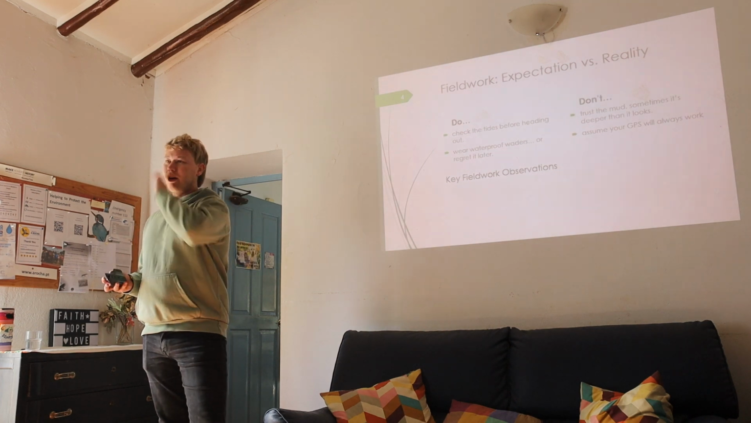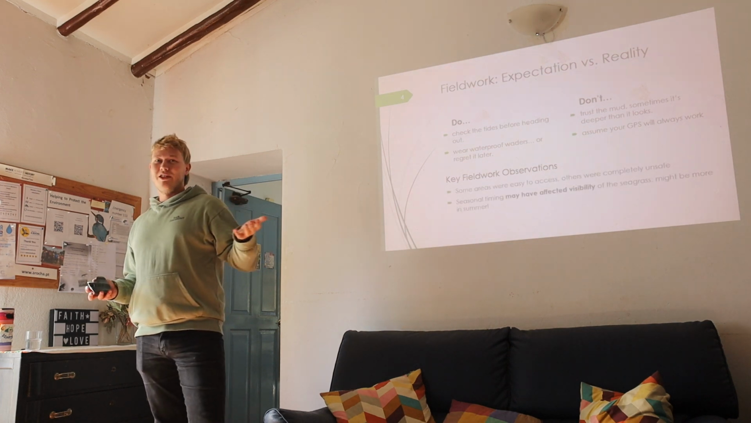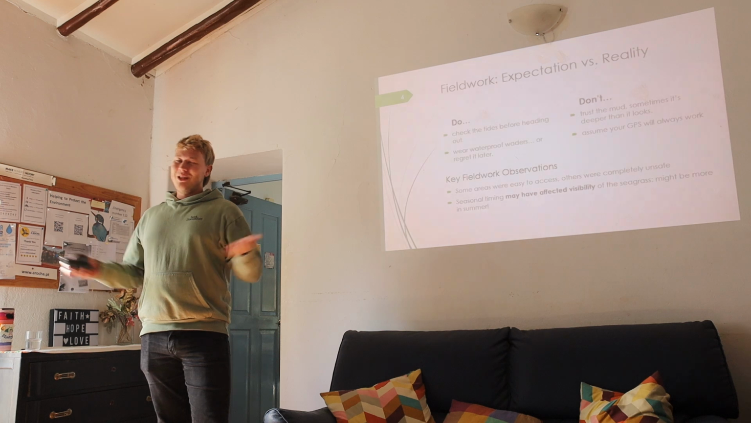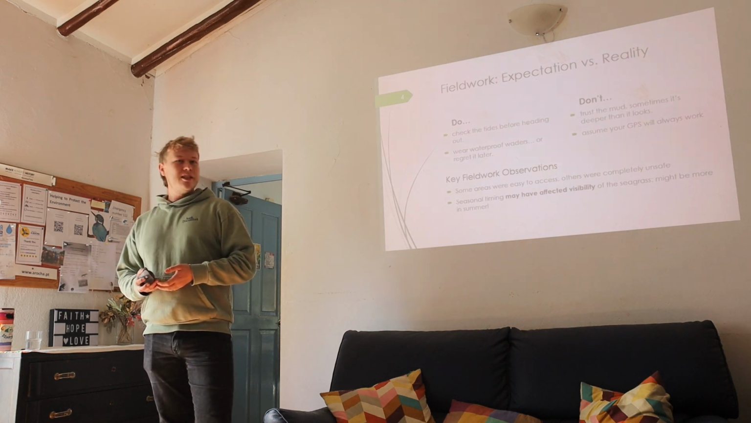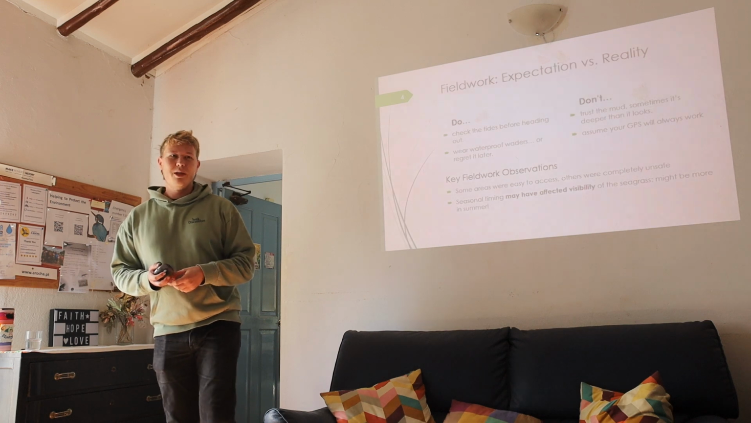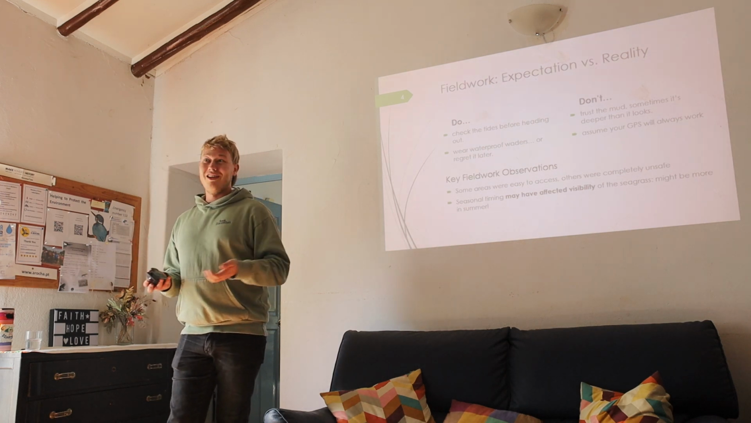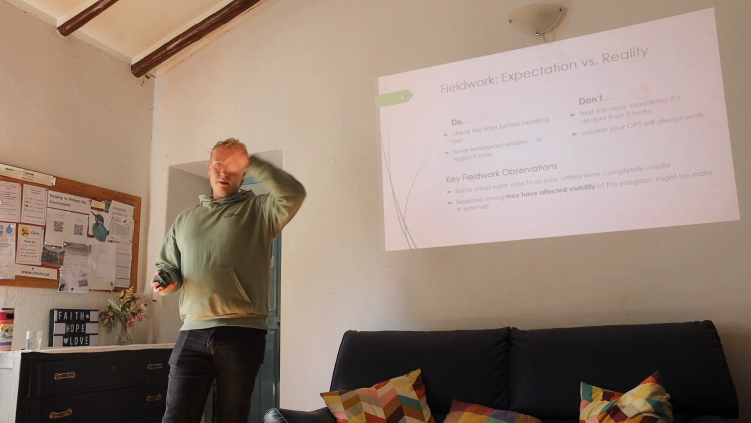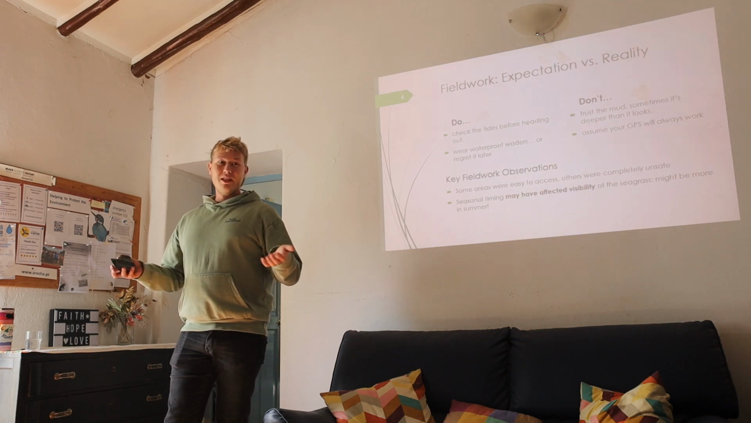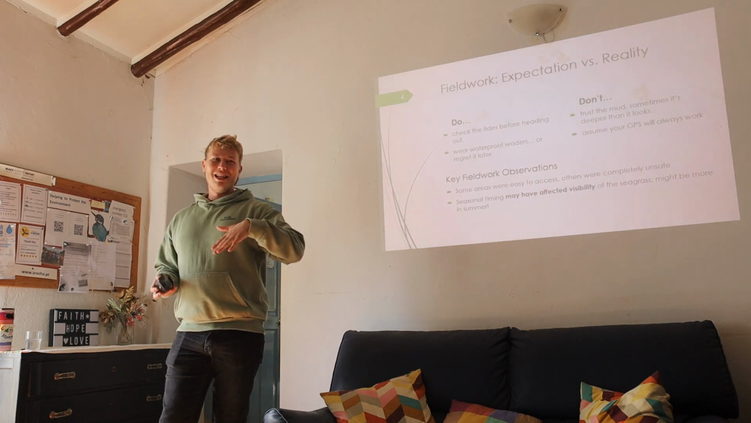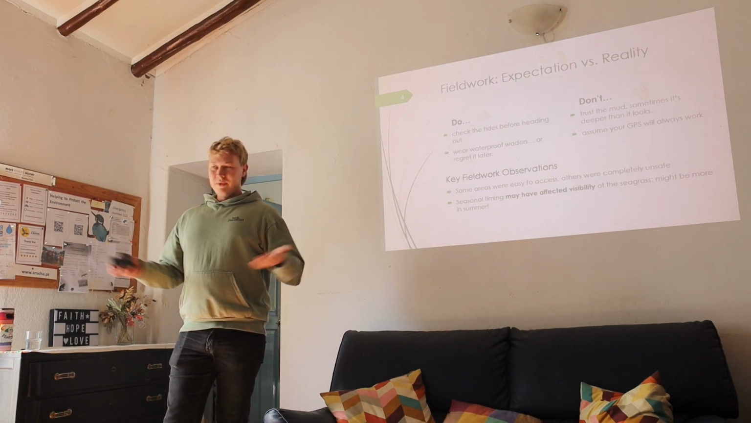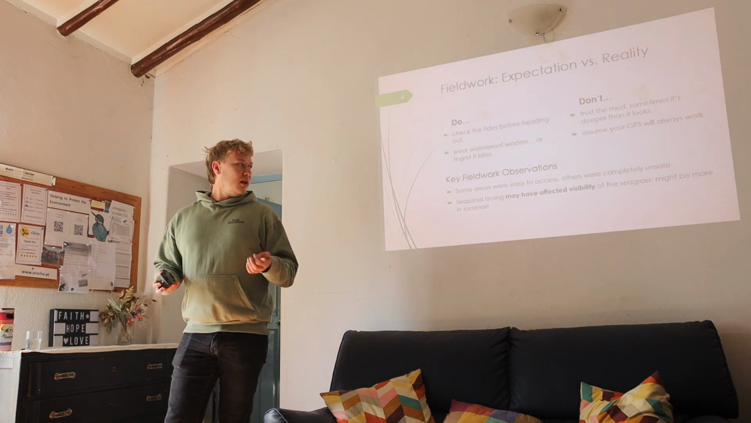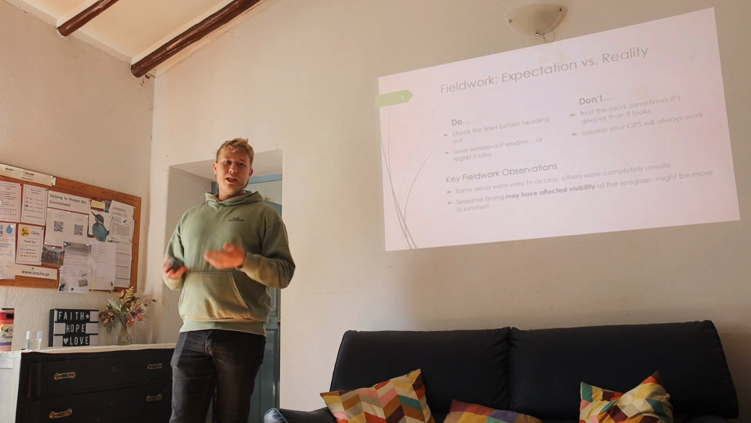And some of my key fieldwork observations. Yes, as I mentioned, some areas were very easy to access and others were completely unsafe, which can happen. And seasonal timing, this is a very important one as well, because I conducted my fieldwork during autumn, when, as everyone knows, in the northern hemisphere it's autumn, the sun is less bright, so the biomass will be less, of course. And it may have affected visibility of the seagrass, which means it might be more in the summer.